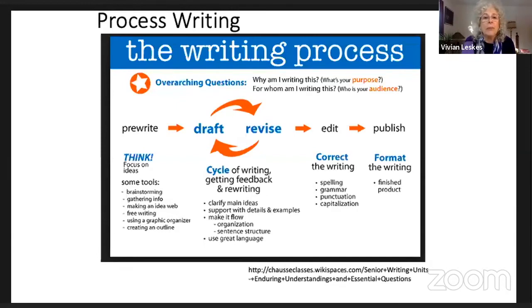And we put in the editing process, which is correcting the writing. That's where the grammar and the spelling and the punctuation come in. And the formatting means making sure that it's the right, double space, for example, or writing it the way people need to have it published.